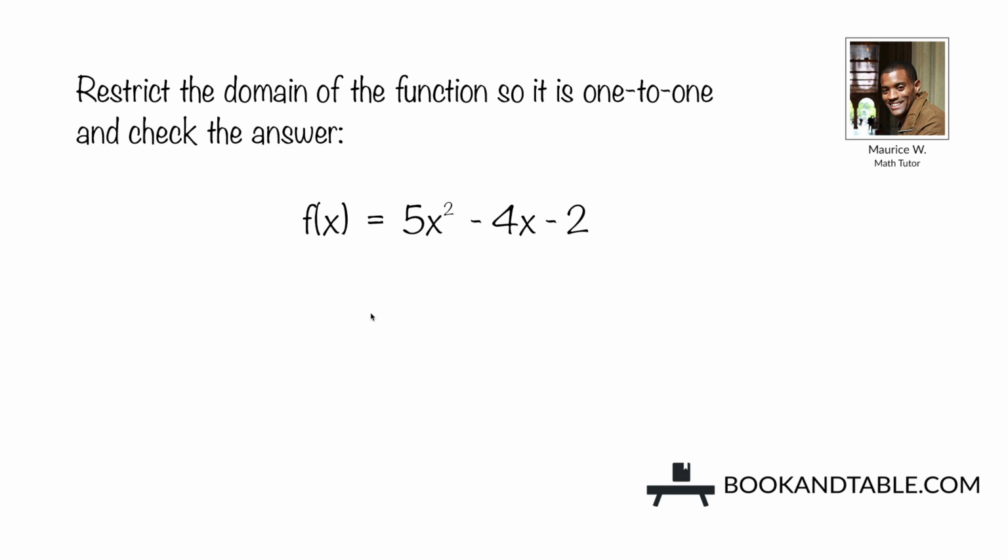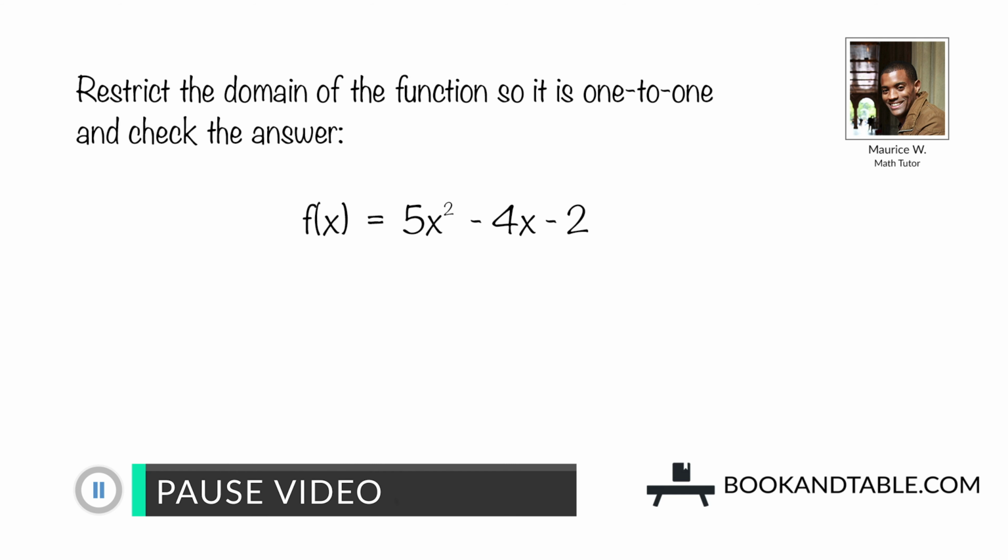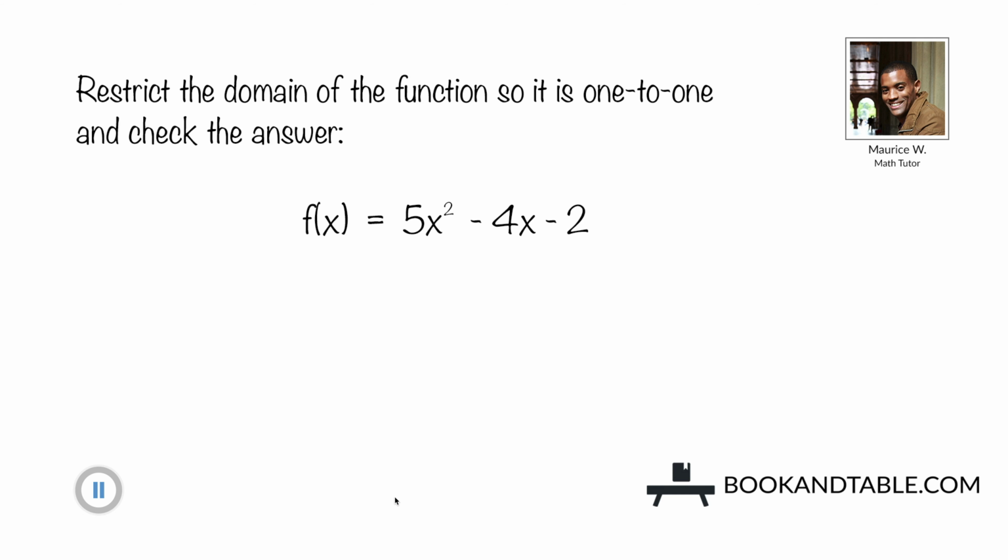Restrict the domain of the function so it is 1 to 1 and check the answer. And we are given f of x is equal to 5x squared minus 4x minus 2. Pause the video, answer this question, and then press play when you are ready to begin.